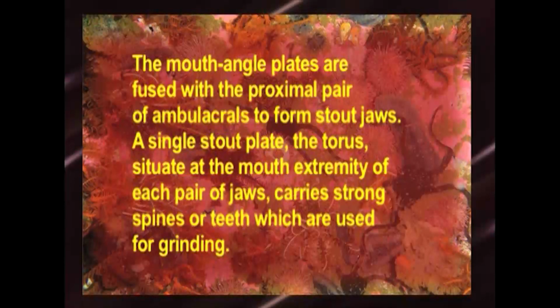Some forms have a primary circlet of plates similar to that mentioned for the Asteroidea. The mouth angle plates are fused with the proximal pair of ambulacrals to form stout jaws. A single stout plate, the torus, is situated at the mouth extremity of each pair of jaws. It carries a strong spine or teeth which are used for grinding.